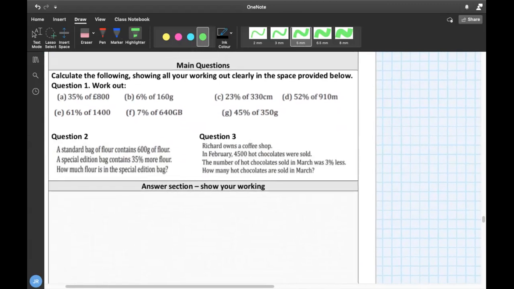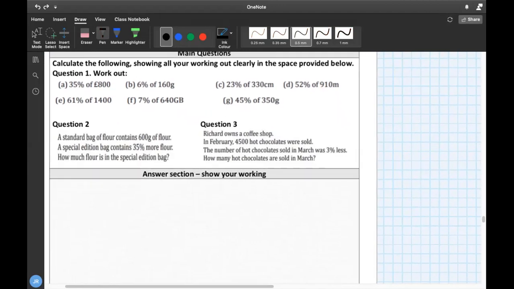Okay, so for question 1, we must always start by writing out the original amount as equal to the percentage. So for question 1A, the first thing I'm going to do is just write my original amount. I'll do 1A here. My original amount, £800, was equal to 100%. So 100% is equal to £800.